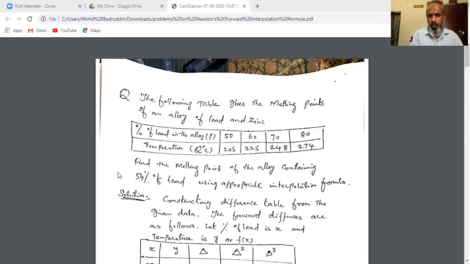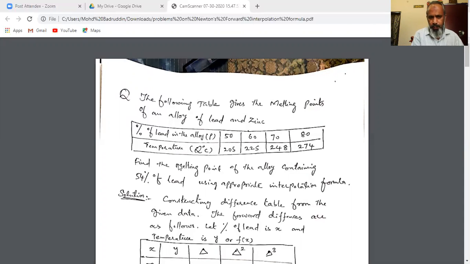We have to find the melting point of the alloy containing 54% of lead using the appropriate interpolation formula. The formula is not given, so we have to use the appropriate formula. Which formula is used to determine the value of the function? That means we have to find the temperature or melting point of the alloy at 54%. The percentage of lead is denoted by X and the temperature is denoted by Y. Then at X equal to 54, what is the value of Y? So this is our problem.